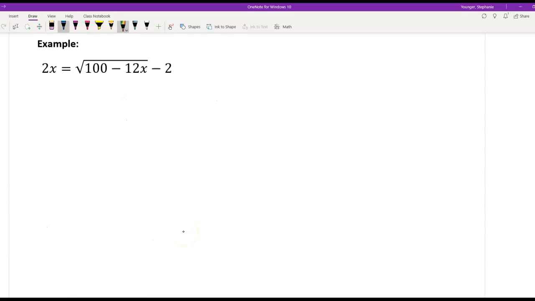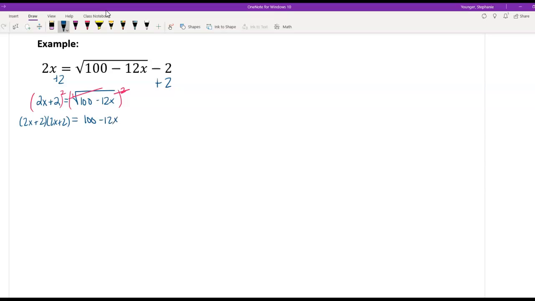All right, so we need to isolate the square root. So in order to do so, we're going to add 2 to both sides. So now we have 2x plus 2 equals the square root of 100 minus 12x. Now, our index is a 2 right here, so that means I'm going to square both sides. When I square a square root, the square root cancels the square. So now I have 2x plus 2 times 2x plus 2 equals 100 minus 12x.